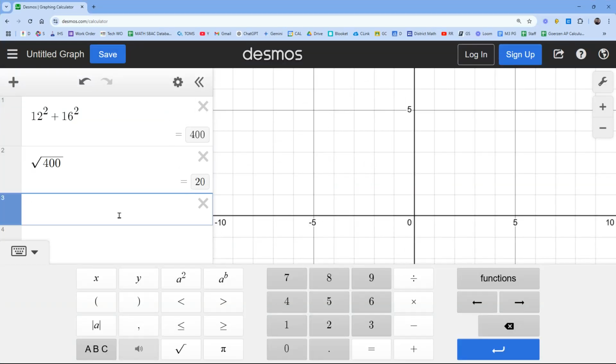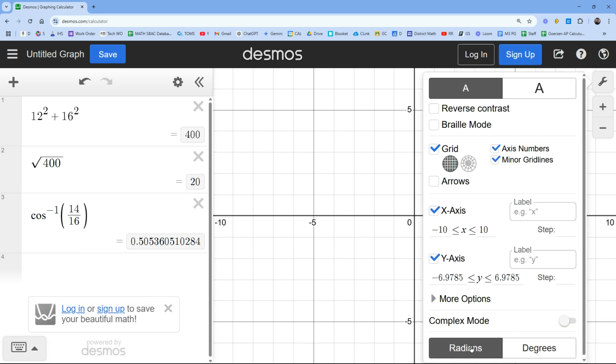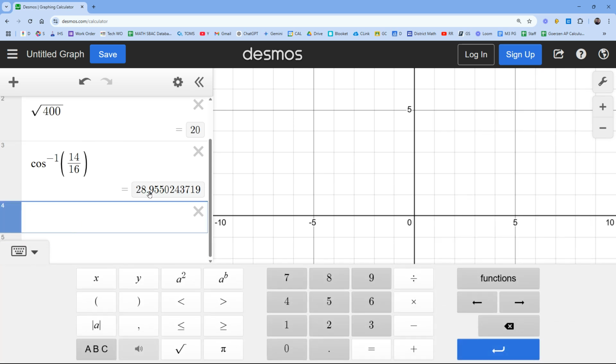If I go cosine and then the exponent button and -1, that will work, I think. And then if I go 14 over 16, you can see that the answer is an awkward decimal answer. If I click on the wrench and see how it's highlighted radians, I want degrees highlighted. So if we click on degrees and I do the work again, you can see that now in degrees, if I round it to the nearest tenth, it would be 28.95. It'd actually be 29 degrees.